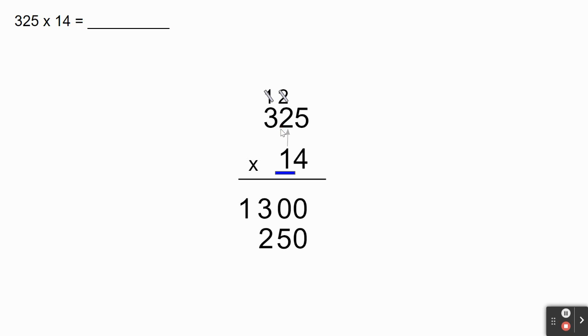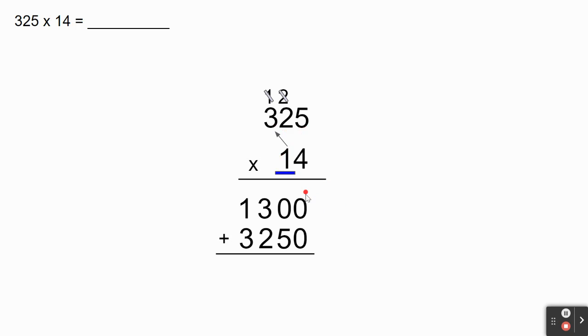Finally, we can multiply 1 times 3 since the 3 is in the hundreds place. 1 times 3 is 3. Lastly, we can add these two products together to get our final product. We got 1,300 by multiplying 325 times 4. We got 3,250 by multiplying 325 times 10 since the 1 is in the tens place.